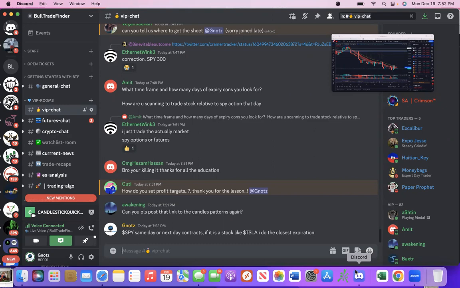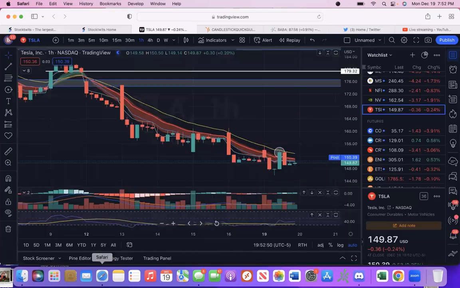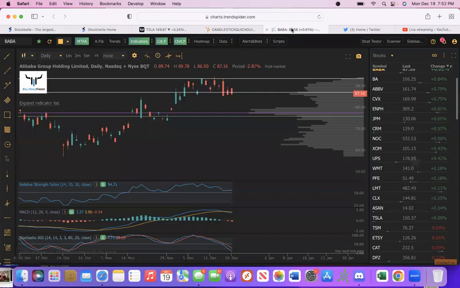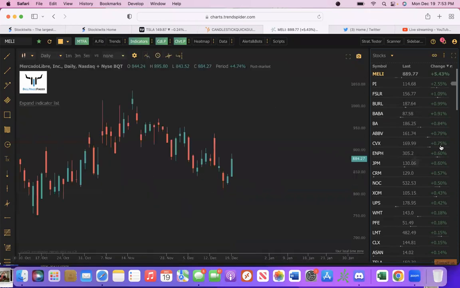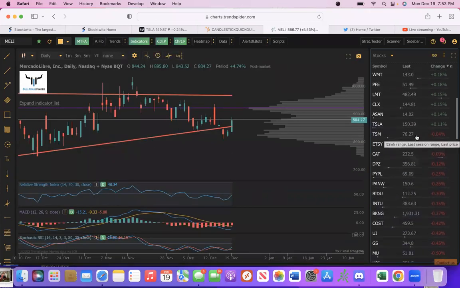So, scanning to trade stock relative to the SPY action. This brings up another good point. It's something I'll bring up going forward. I won't dive into it too much. I'm just gonna answer questions here at the end. But I'm looking at this throughout the day. I'm looking at big movers and big losers, and I'm trying to play those. I want to play something that's moving. I don't want to play anything that's choppy. So that's what I'm looking at for scanning.